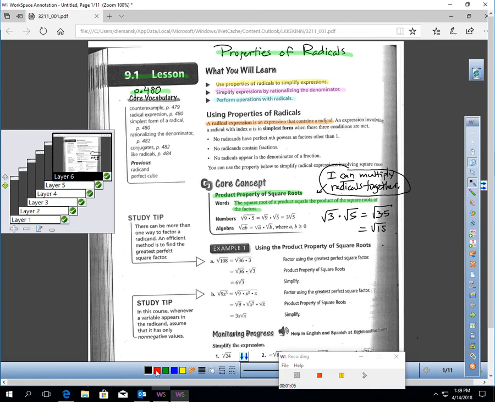Now, I want to quickly show you one thing I cannot do. I'm going to do this in red because I can't do this. I could not take 3 and multiply it with the square root of 5 and call that the square root of 15. I can't do that because these are not both radicals. So I can multiply radicals together, but I'm not allowed to multiply a whole amount and a radical and somehow combine those into something under a radical. So that's what the product property of square roots is trying to show you.